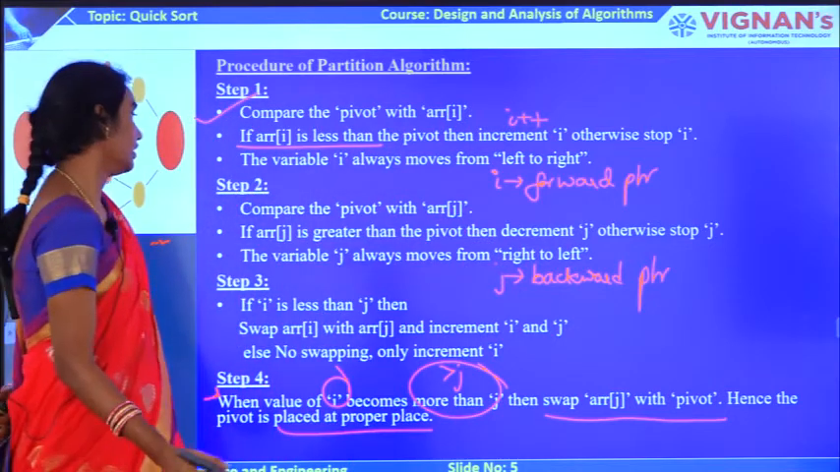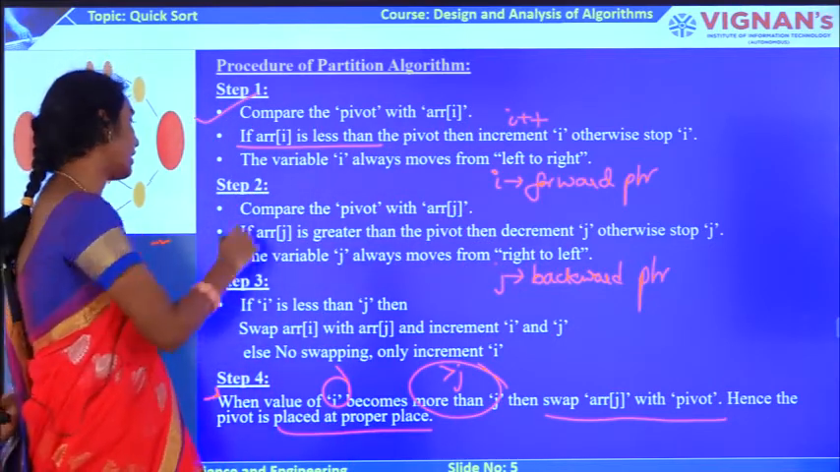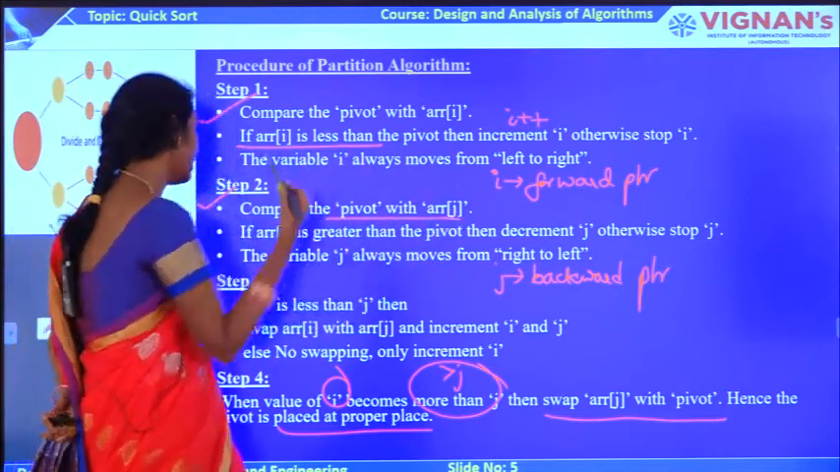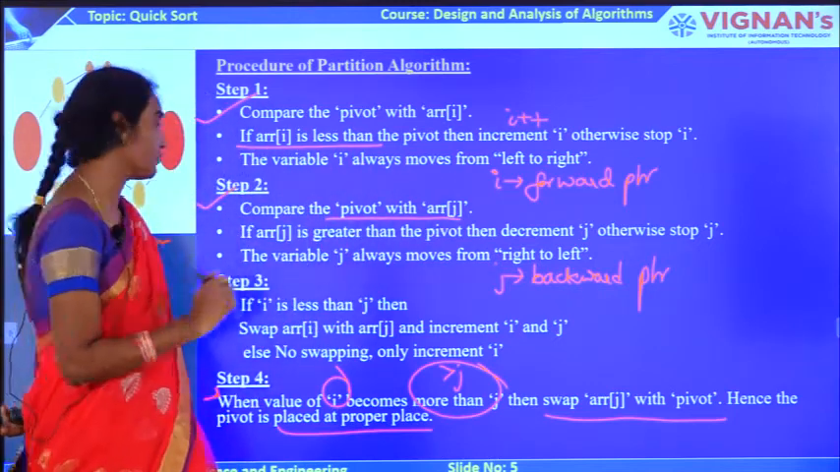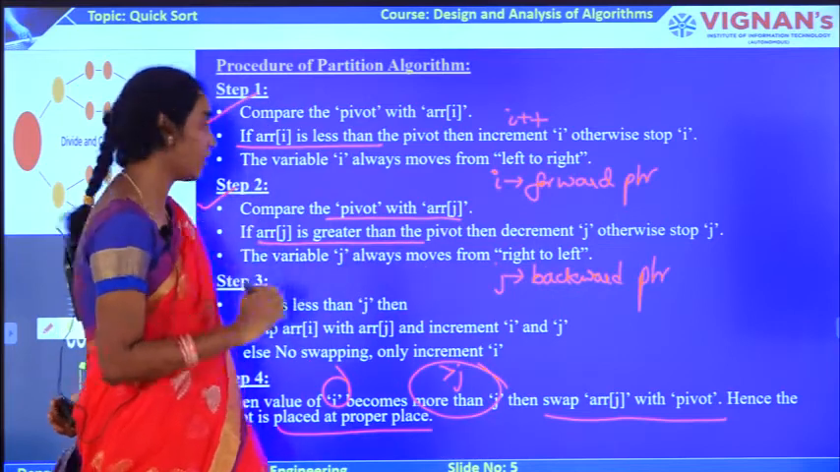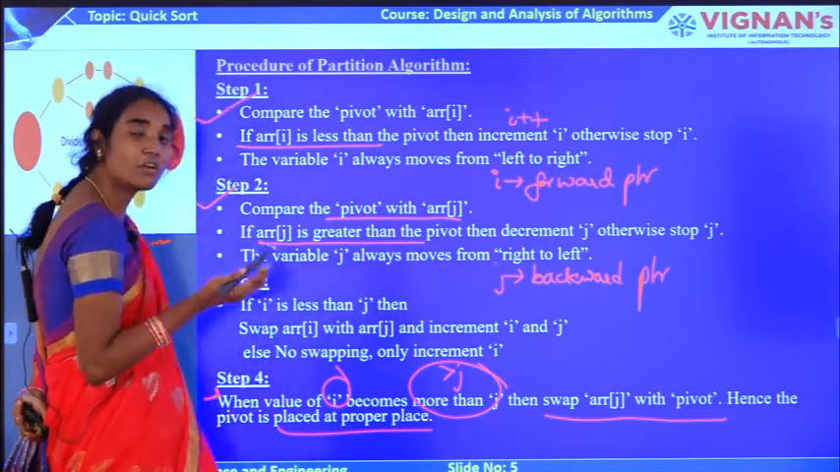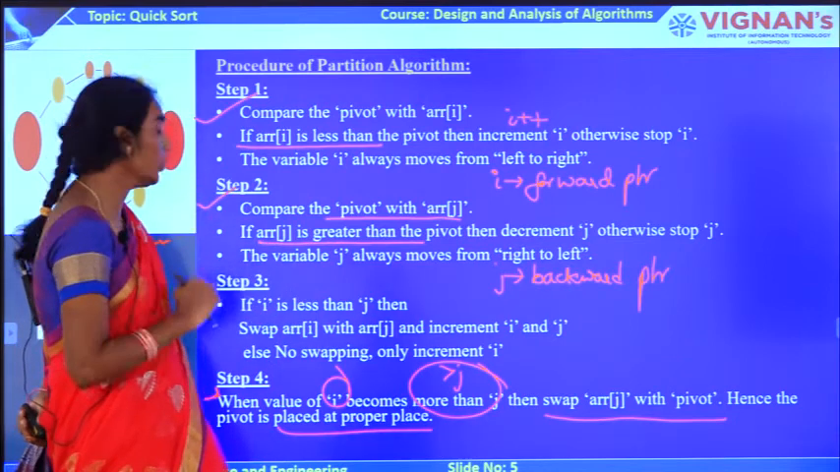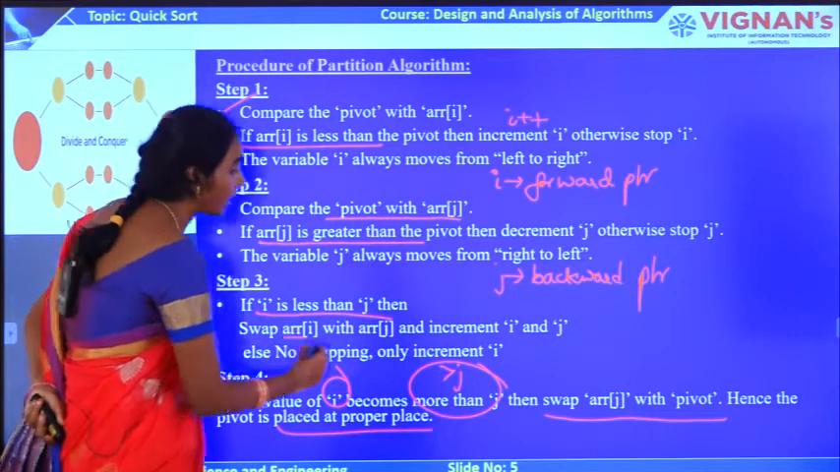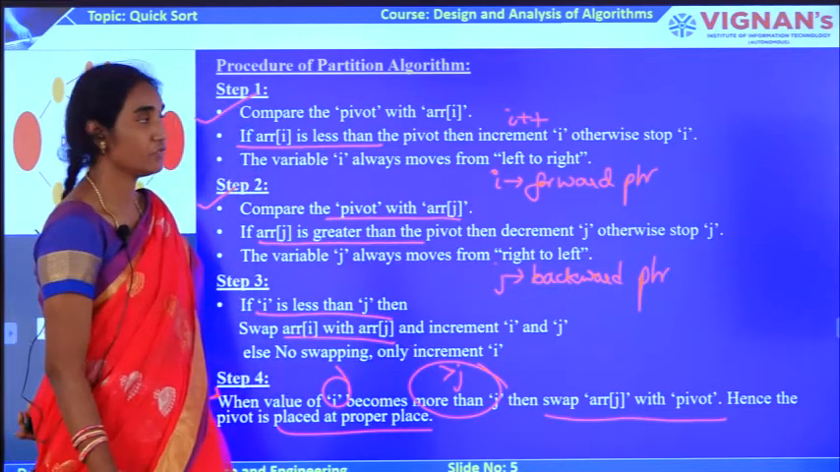Now, here in step number 2, we are comparing pivot with array of j. Whenever array of j is greater than the pivot, in that case decrement j. Finally, j is always moving from right to left. Now step number 3, if i is less than j, then swap array of i and array of j.